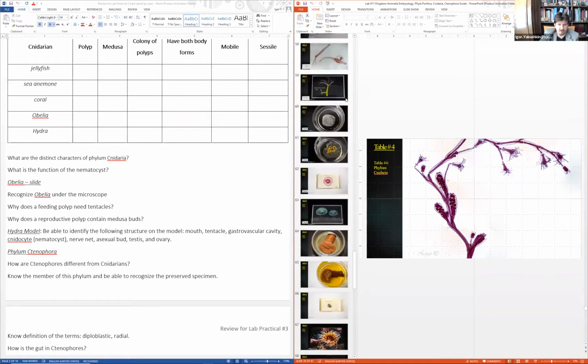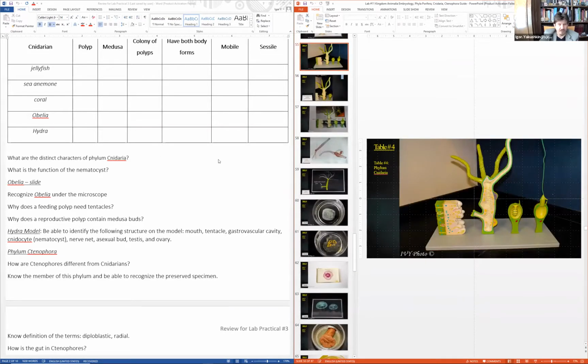Hydra model. Yeah, it's all over the lab. So Hydra model right there. Be able to identify the following structures on the model. Mouth, right here, right in the beginning. The tentacles, the things sticking up. So it's a polyp. Gastrovascular cavity. After the food gets inside, it gets into the gastrovascular cavity. This is where most of the digestion will occur. So it's an extracellular digestion.